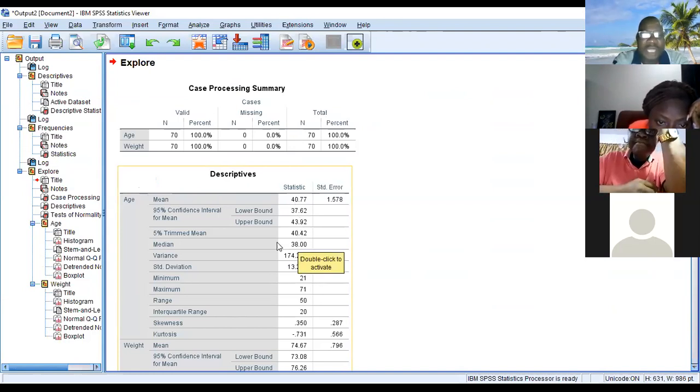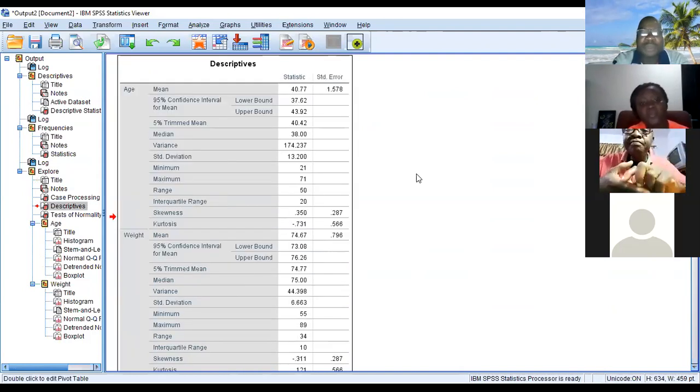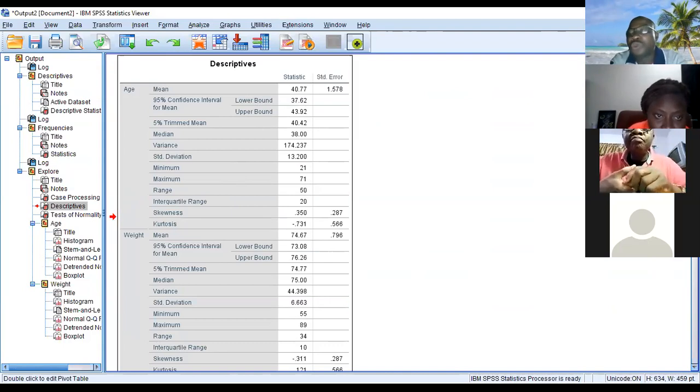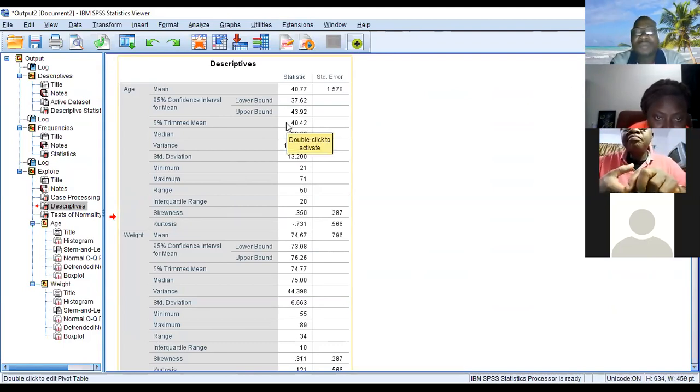There's a difference. You can see the trim mean is closer to the median, because the trim mean is 40.42, which is closer to the median than the original mean. I explained the trim mean yesterday. What do you say? The median is 38 now.